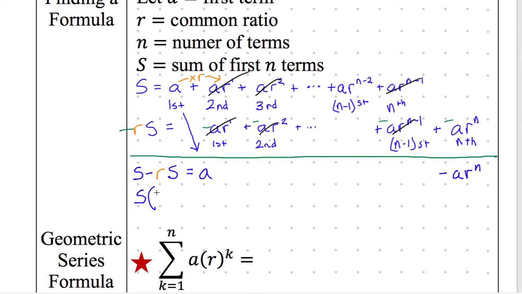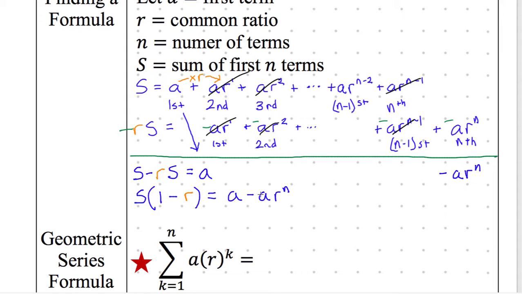Factor out an S. What's left over when I factor out an S? What times S is S? That would have been S squared, but close. What times S is RS? Should I say that again? When I factor out an S from this term right here, what is left over? R. So S times (1 minus R) is equal to A minus AR to the power of n.